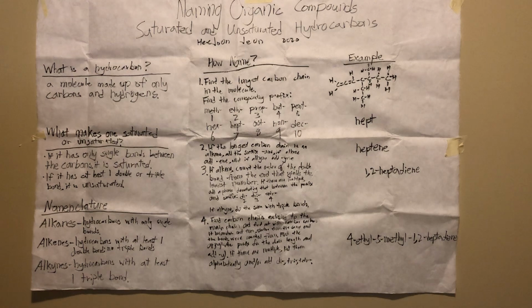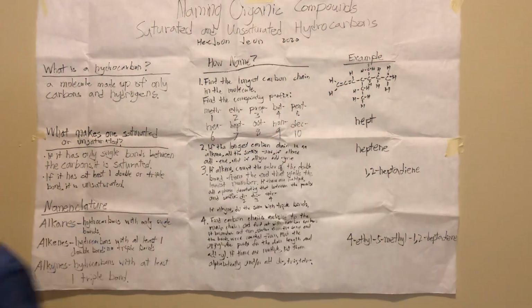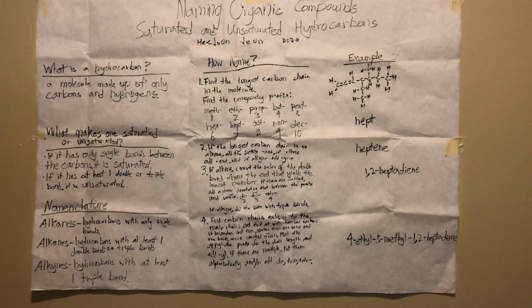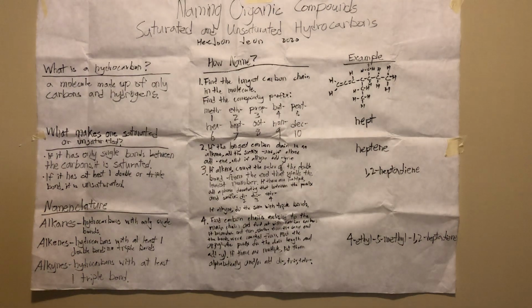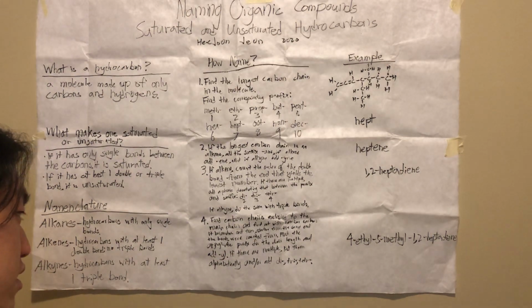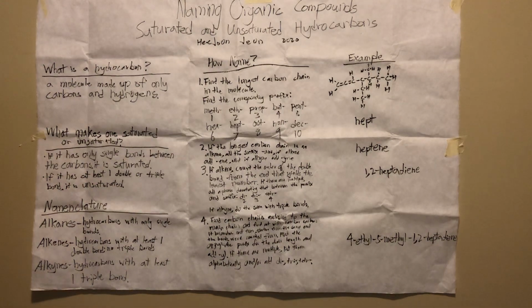And then if the longest carbon chain is an alkane, add the suffix -ane. If it's an alkene, add the suffix -ene, and if it's an alkyne, add -yne. And then since it has at least one double bond but no triple bonds, it's an alkene, and so you add the suffix -ene. And then if it's an alkene, count the order of the double bond from the end that yields the lowest number. And if there are multiple, add a phrase that denotes the number in between the prefix and the suffix.